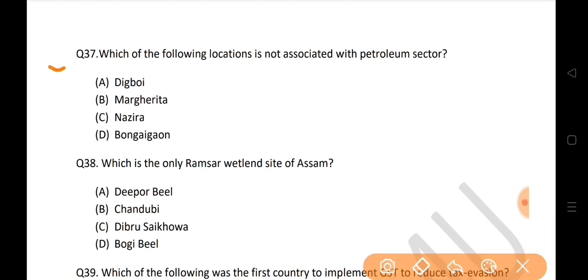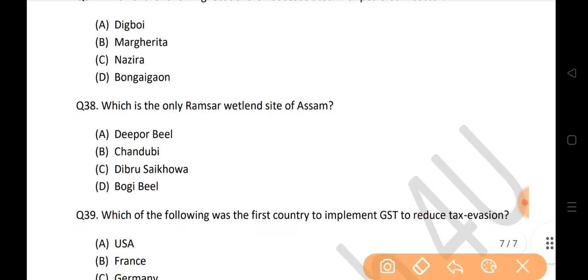Next question. Which of the following locations is not associated with petroleum sector? Correct answer is option C, Nazira. Next question. Which is the only Ramsar wetland site of Assam? Correct answer is option A, Deepor Beel.